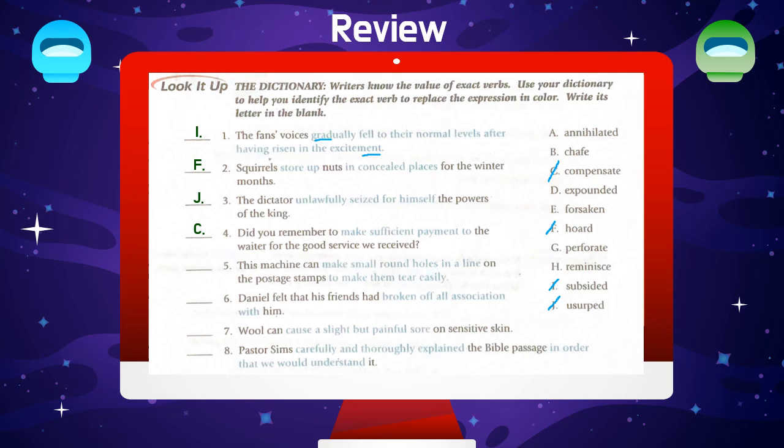And the last one we're going to do together, number 5. This machine can make small round holes in a line on the postage stamps to make them tear easily. So you're looking for the word that means to make small round holes in a line to make them tear easily. Pause your video if you have not paused it and found your answer yet. All right, I'm going to give you your answer. To make small round holes in a line and to make them tear easily is to G, perforate. Okay, you're halfway done. You only have 5 answers left, so that should make it even easier.